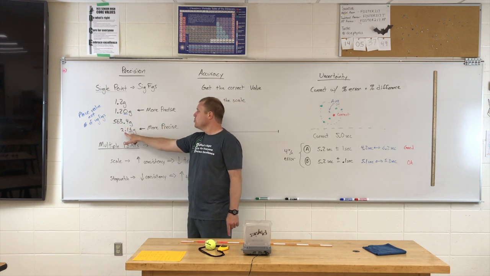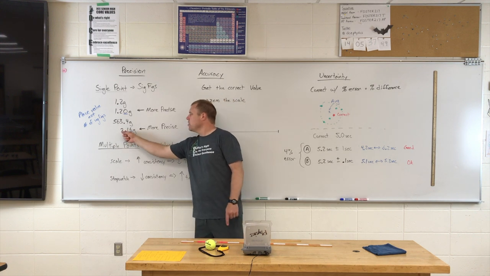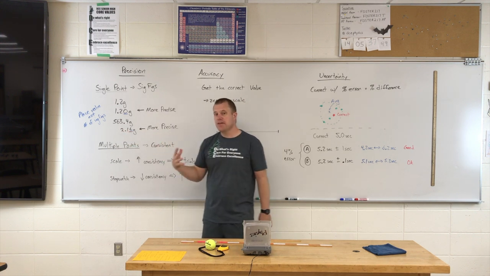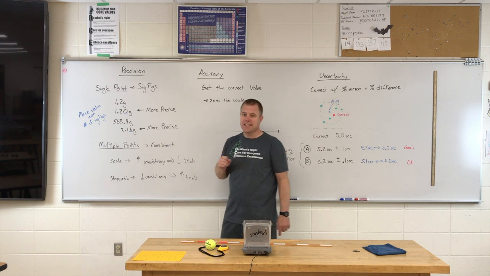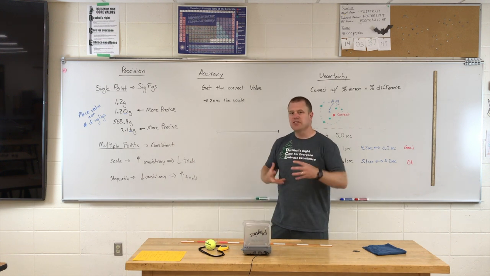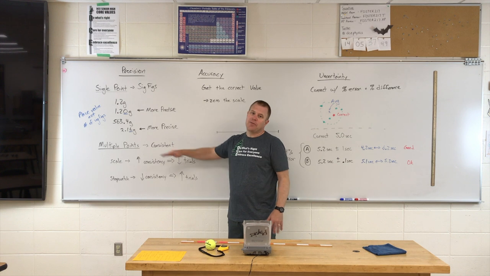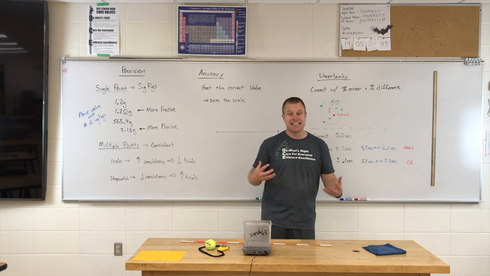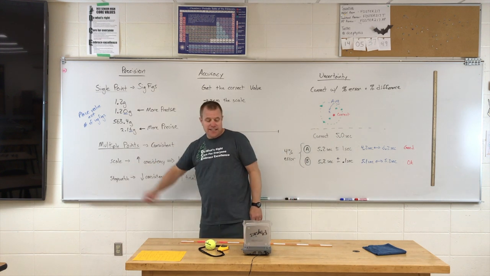563.4 grams versus 2.16 grams. Again, this one goes one more place value. The more place values it has, the more precise it is. Now, if you have multiple points, it changes it a little. This is talking about the consistency of the data. How consistent is it? So let's take this scale, for instance.